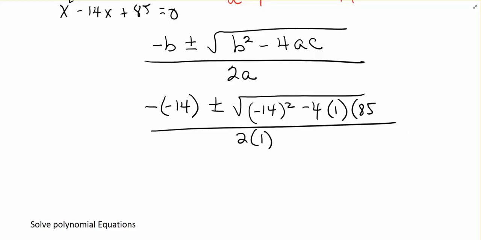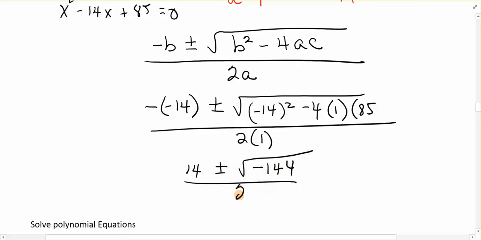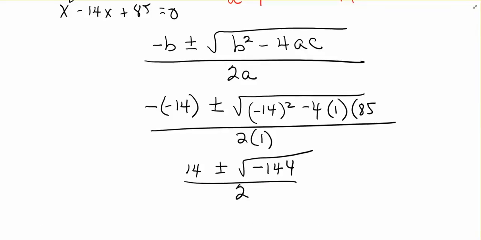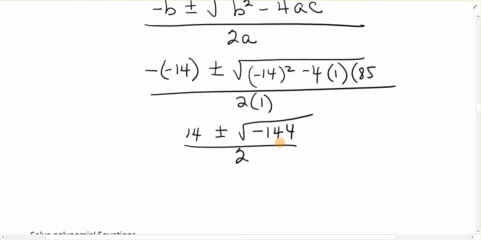All right, so we've got positive 14 plus or minus the square root of negative 144 over 2. Everybody agree? Okay, so we've cleaned it up that much. What does that negative inside the radical tell us? It's an imaginary number. We're going to have an i in our answer. That's perfect. Is 144 a perfect square? Yes. Okay, so what is this part equal to then? 12i. So we got 14 plus or minus 12i over 2.